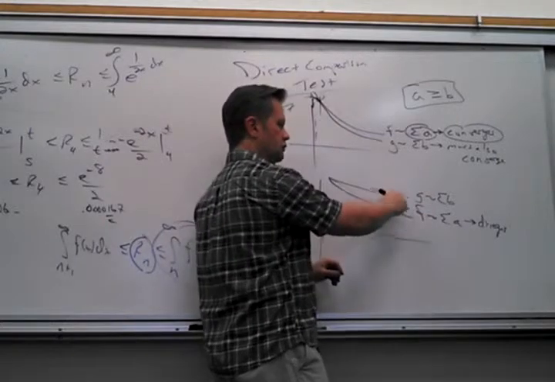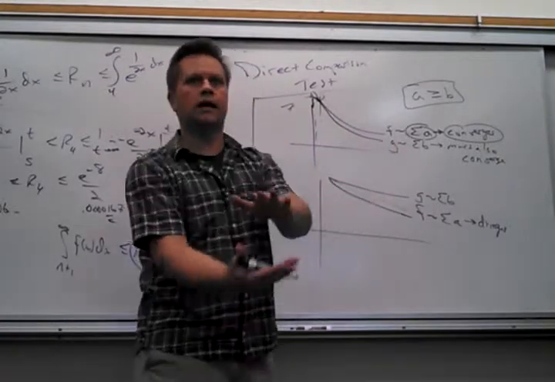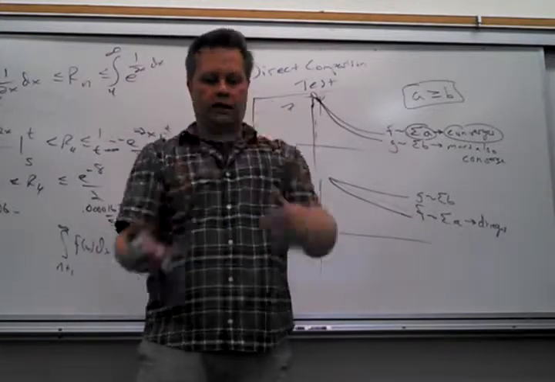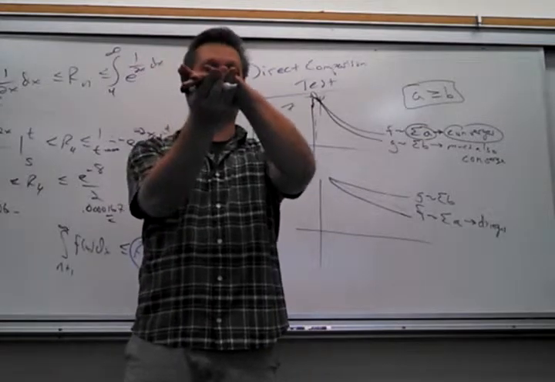So if this diverges, what must be true about sum of B? It's got to also diverge, right? And that's the idea of a floor. So if the floor goes to infinity, what can I do standing on the floor? I'm going to go to infinity. I don't have much of a choice, right?